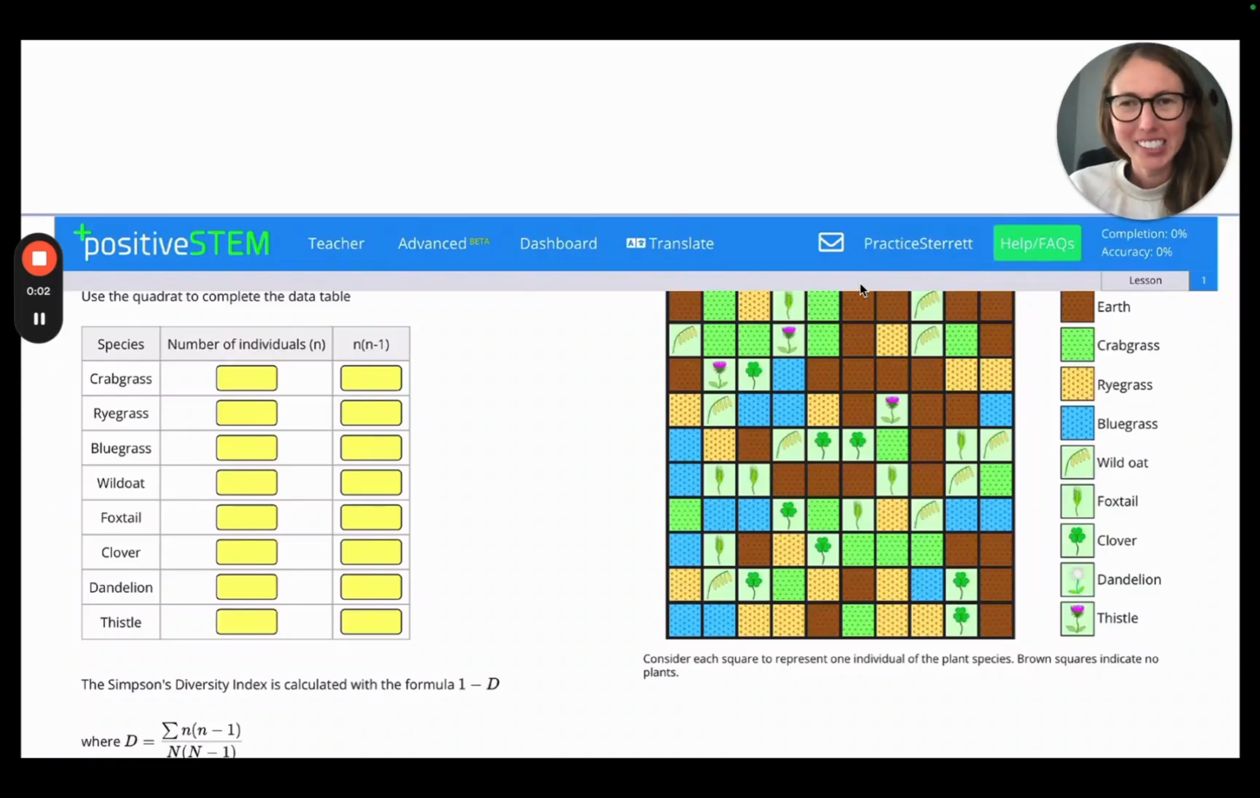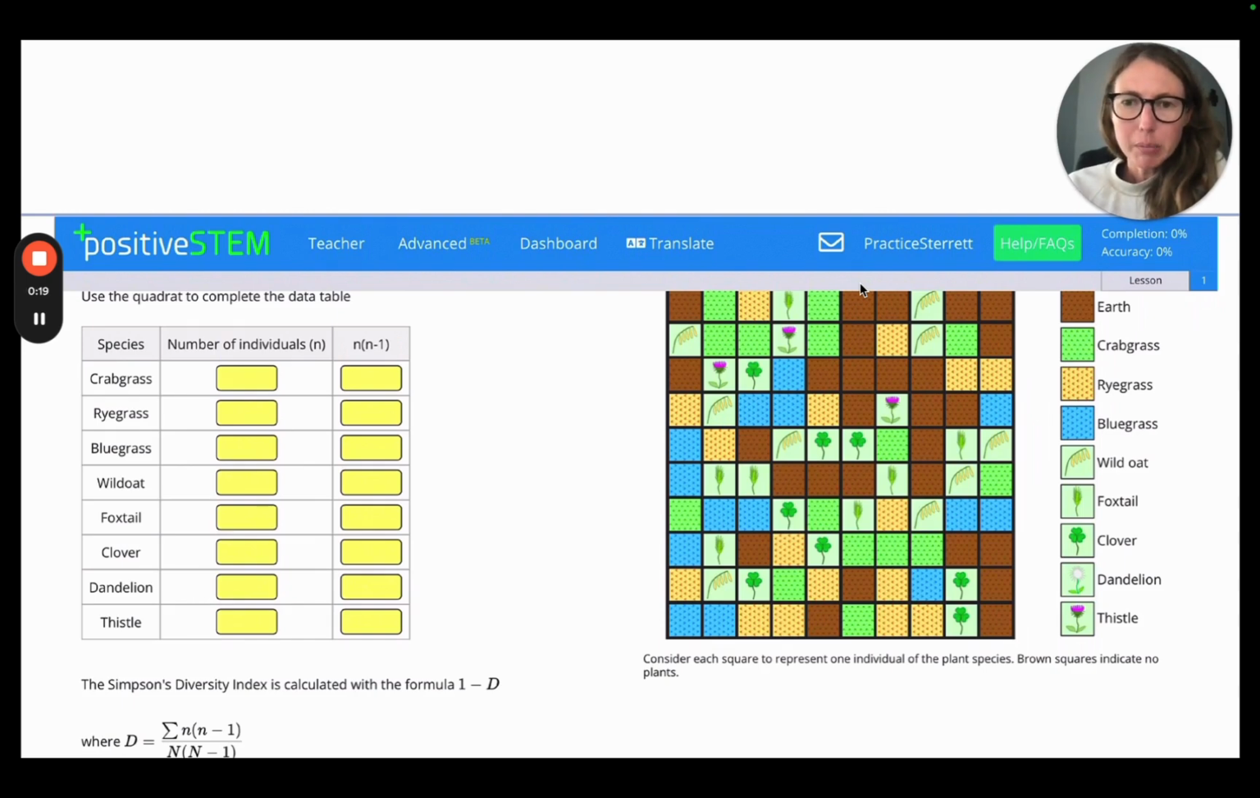Hey environmental science students! In this lesson, you have a simulation of a quadrat study. Quadrats are a way of sampling an area. You can use them to estimate population abundance or the density of a certain species, but we're going to use this one to measure biodiversity using a special formula.